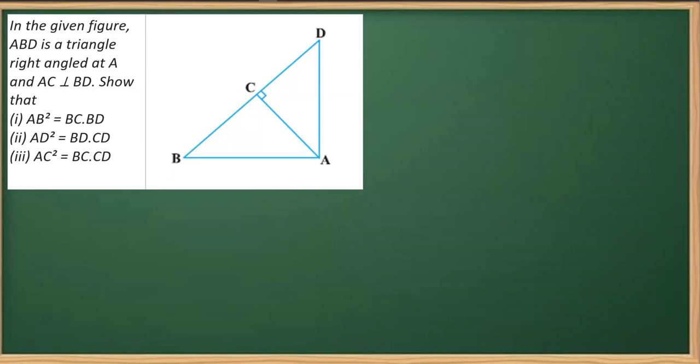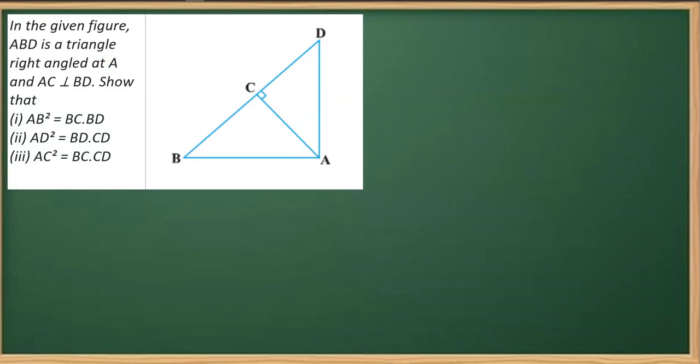This is one question from the chapter Similar Triangles. You can see a figure is given here, and the triangle is named ABD. It's further mentioned that this angle A is 90 degrees. We are also given that this line BAC is perpendicular to this line BD. So these are the information we have.